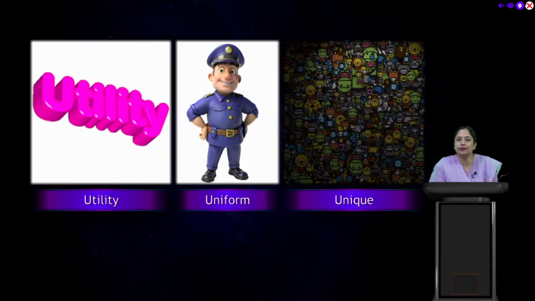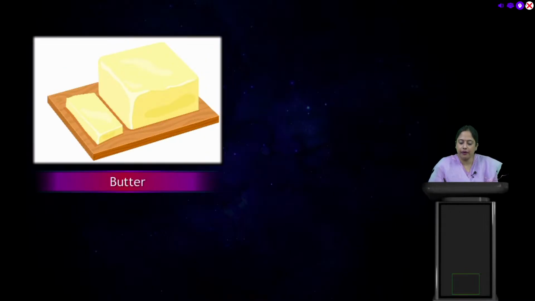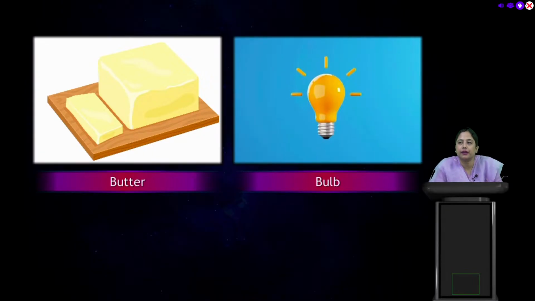Long or short? It is the long U sound. Okay? We have one more sound of the letter U, which is the sound in butter. We don't say butter, we say butter. Say it. Butter. We say bulb. Say it. Bulb.